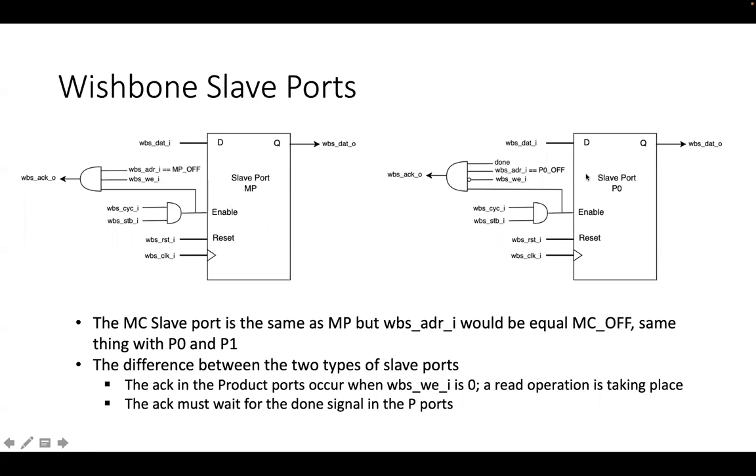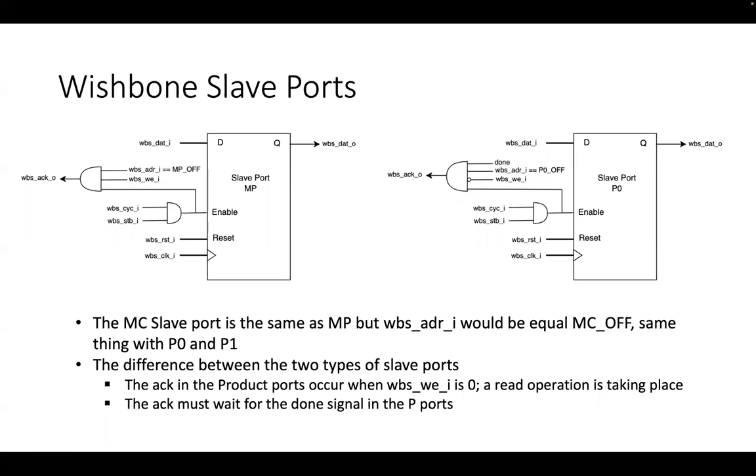In this slave port, if we look at the slave port for one of the product registers, we find that the difference here is that the write enable is the NOT of it, because it will be set to 1 after a read operation, not a write operation. Of course, the address should point to the P0 register, not the MP register. And we have a done signal added to the AND.